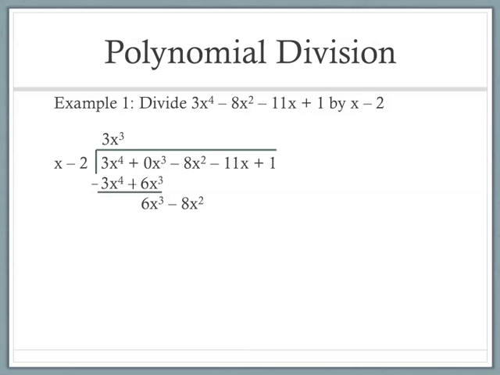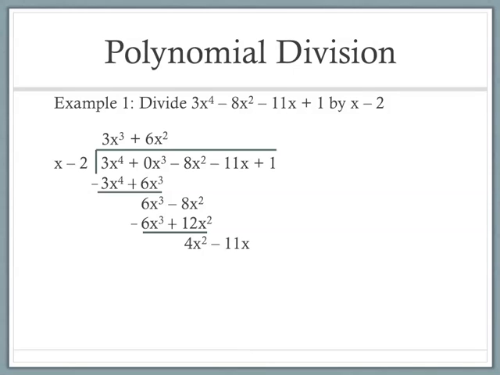So now I ask myself, what times x will give me 6x cubed? That's 6x squared. Put that up on top. And then now we multiply. So 6x squared times x is 6x cubed. 6x squared times negative 2 is negative 12x squared. And then now we subtract. So subtract, and we end up with the first terms canceling. And then adding these two, we end up with 4x squared. Bring down the minus 11x. And repeat the process again.